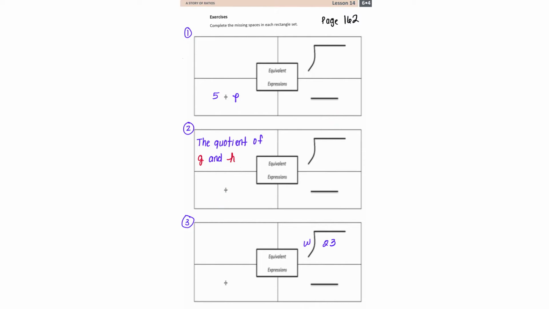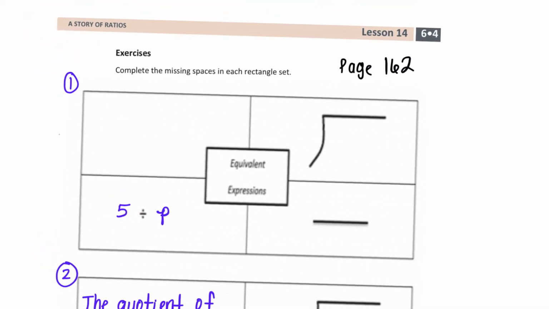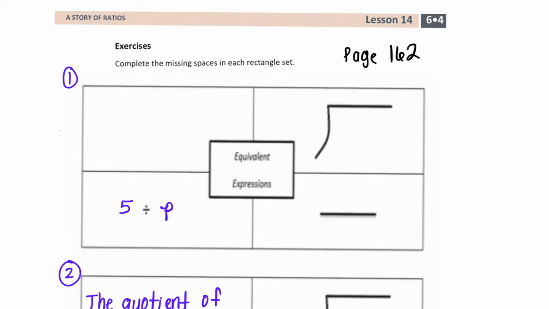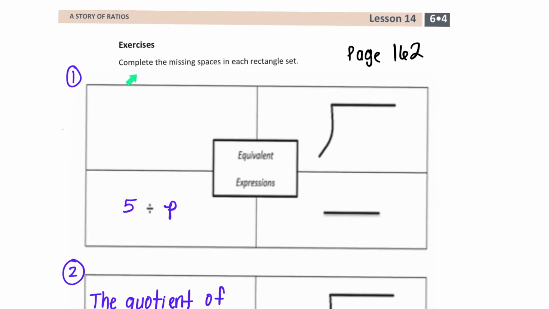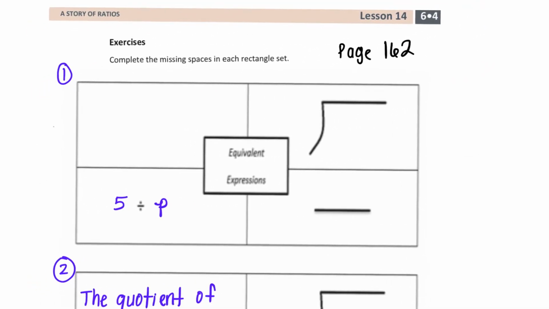So let's start with number 1. Number 1, complete the missing spaces in each rectangle set. And by now, this is like the third one you have done, so you probably have realized that if you use a strategy, it might be easier for you to complete the four spaces, right? So what we want to do is start with the one that you feel more confident in. Even though I don't follow the same pattern that you might complete it, try to do it yourself and then maybe confirm your answer with mine.